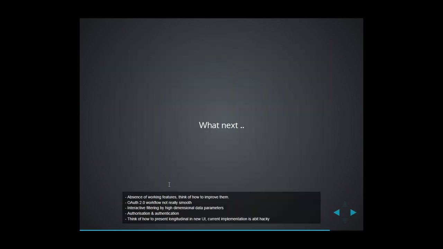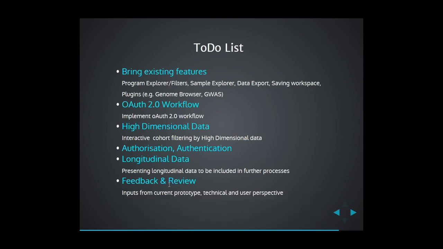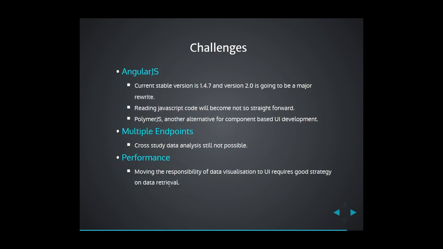I'm really running out of time, so I'm going to skip. Those are things that we did for the last 5 months. But we still have a lot of things to do, and we need to bring a lot of features. Longitudinal data is something that is interesting, and we probably want to think about how to display it to people. And of course, like Shasha said, feedback and review from the user is very important. We couldn't think of everything we need to build, but with the help of feedback and review, it will probably be helpful.